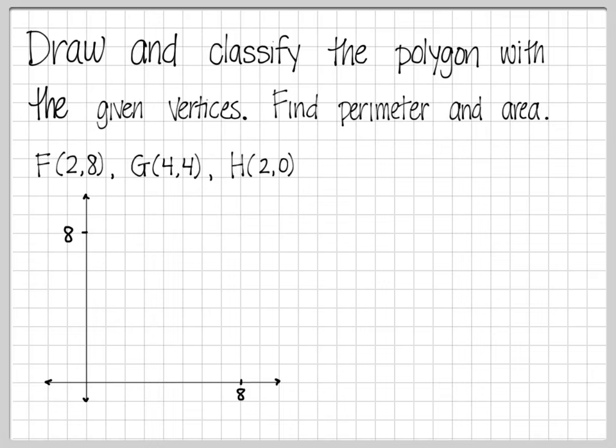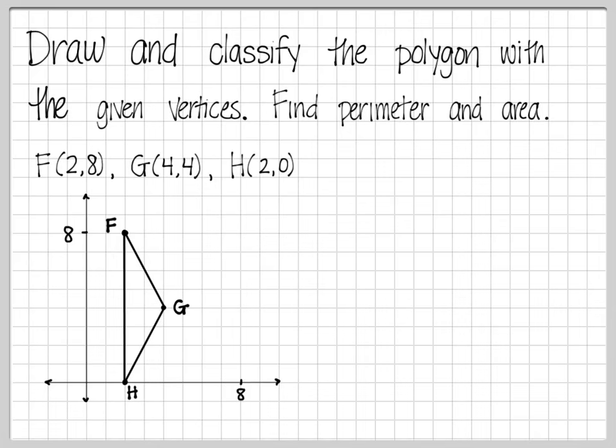So I have my coordinate plane with my axes labeled with their scale, and I graph the point F, I graph the point G, and I graph the point H, and then connecting them I see that there's my triangle. And just by looking at this, we could possibly classify it and say several pieces of information.